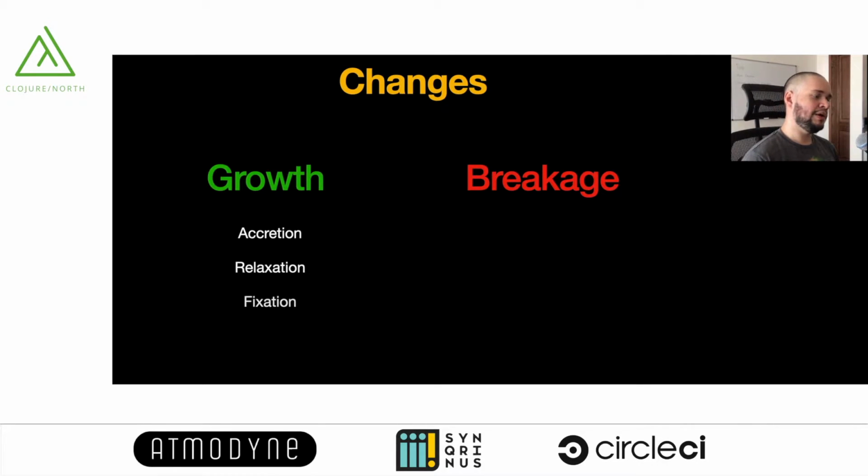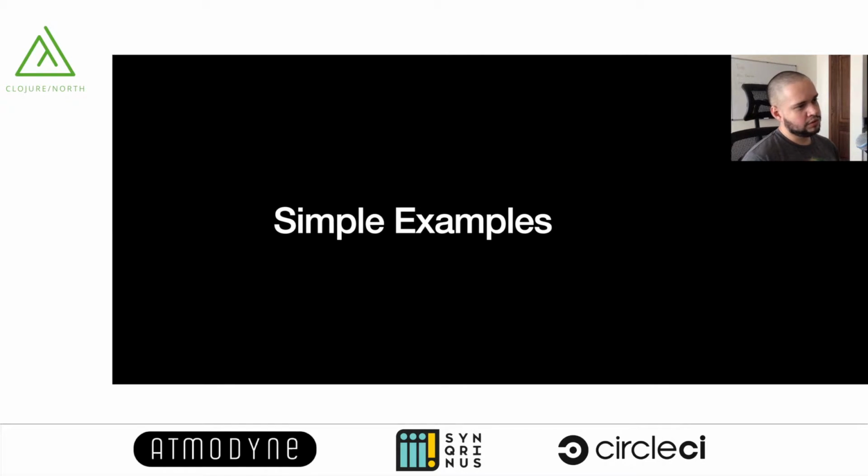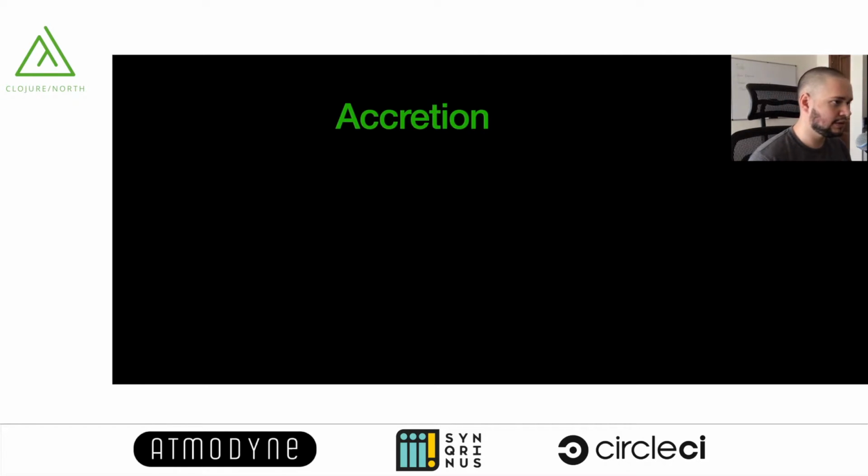And they are growth when they are an accretion, a relaxation, or a fixation. That means adding stuff, requiring less stuff, or fixing stuff. And breakage is when we require more stuff or we provide less stuff. To get to more practical terms, let's look at a few examples.